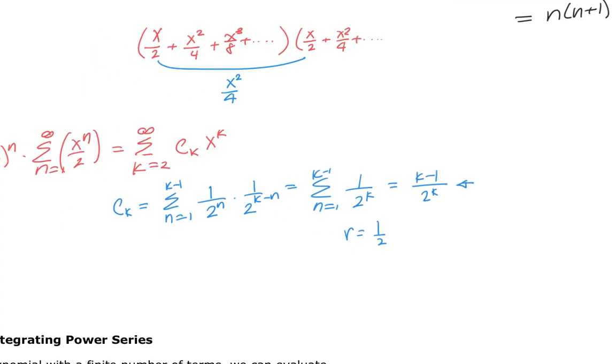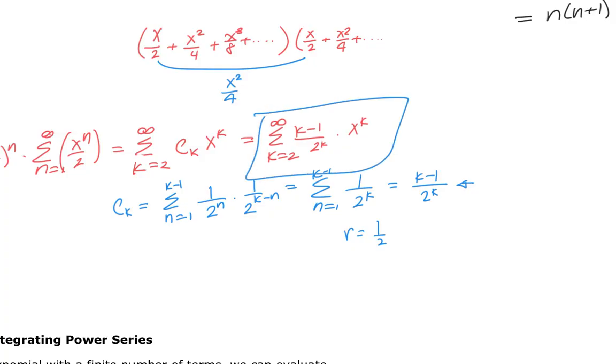Okay, so then I'm going to go back here, and I'm going to have the summation of k equals 2 to infinity of k minus 1 over 2 to the k multiplied by x to the k. And that's my final answer on that one. So here it is, my final answer right here on that second one.